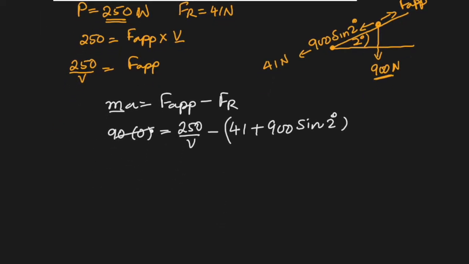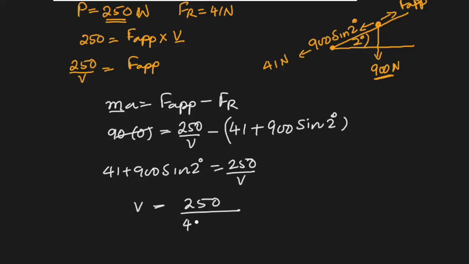So what will I do? This is 0. So I'll take this negative part whole to the left side now. 41 plus 900 sine 2 degrees equal to 250 divided by V. And now cross multiply, V will take the place of these two, and these two will become the denominator on the side, which is 41 plus 900 sine 2 degrees. I'll just place this in my calculator and I'll get my answer for the steady speed they want us to find out.